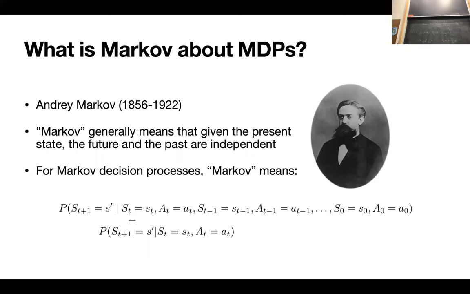Mathematically, if we have the probability of us landing in state S prime at the next step, given that currently in the present we're in state ST and take action AT, and we have previously been in state ST minus one and so on up until S0, this only depends on the current state ST and the current action. So mathematically, this means that we don't care about the previous states where the robot has been. This is what the Markov property means. It means the past is independent given the present. Only the present matters.